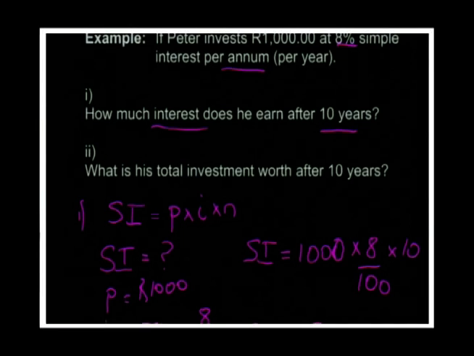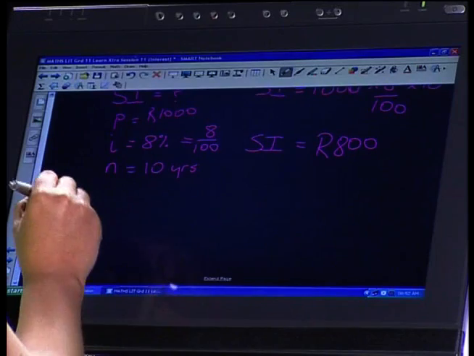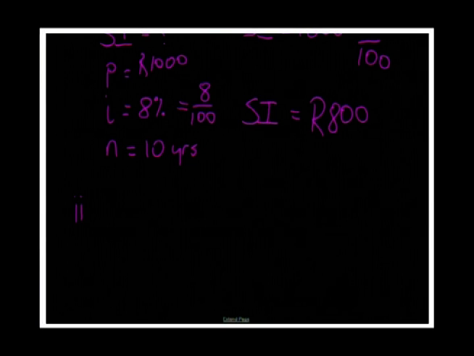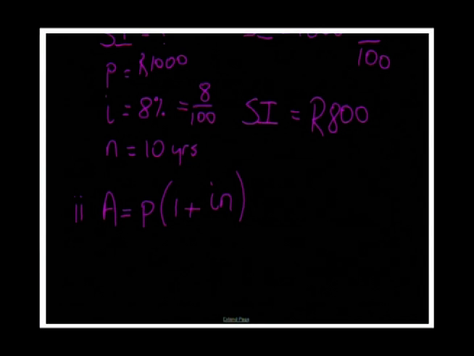Right, let's move on to the second part of the question. What is the total investment worth after 10 years? Now we're looking for our accumulated value, or A. So I'm going to do the same thing that I did earlier with writing it out. First, I'm going to write out my formula. So A equals P, now we've got 1 plus IN, close bracket.